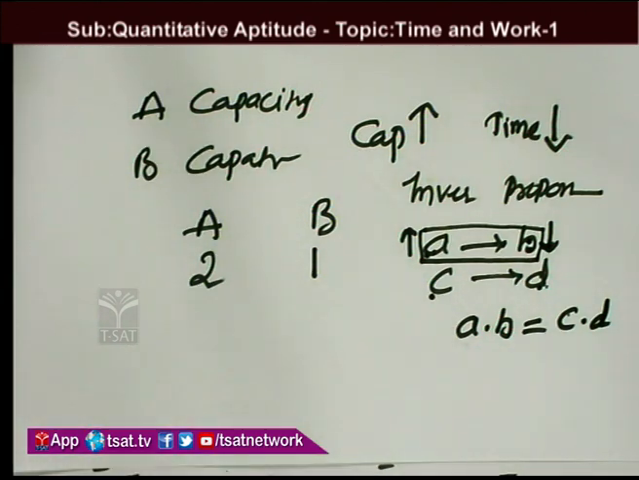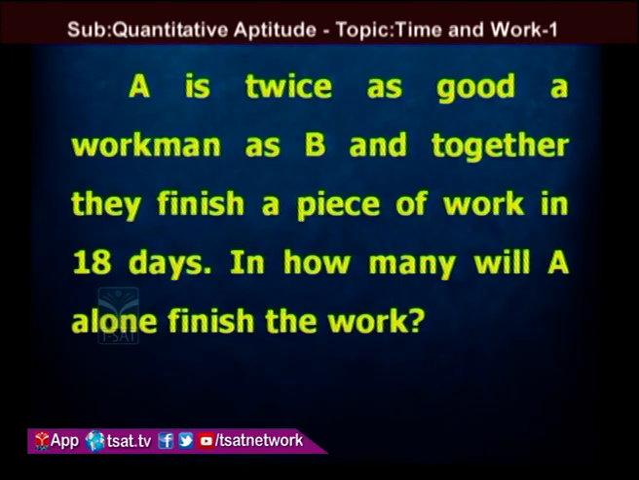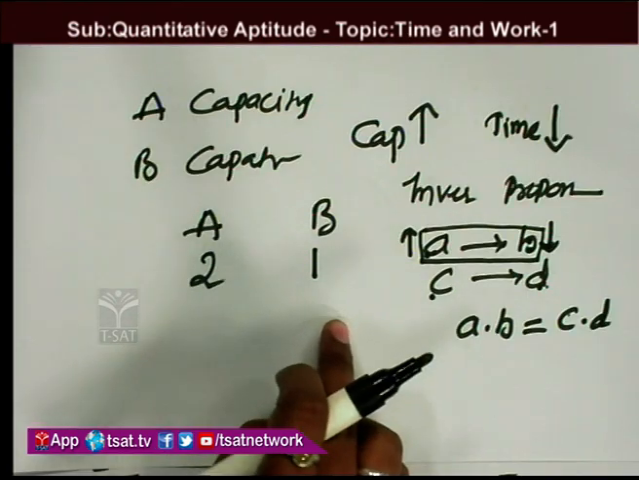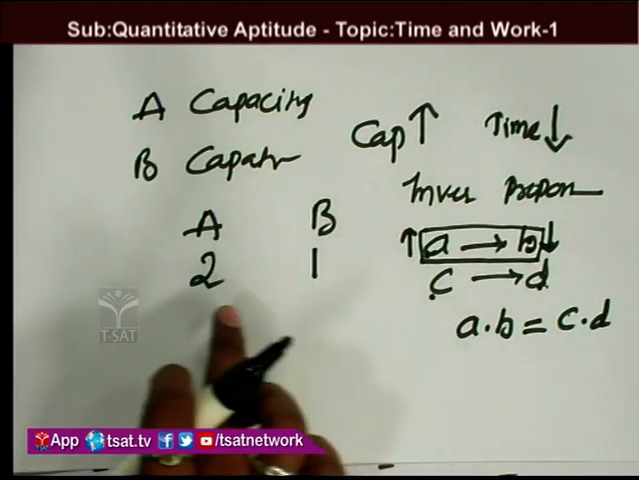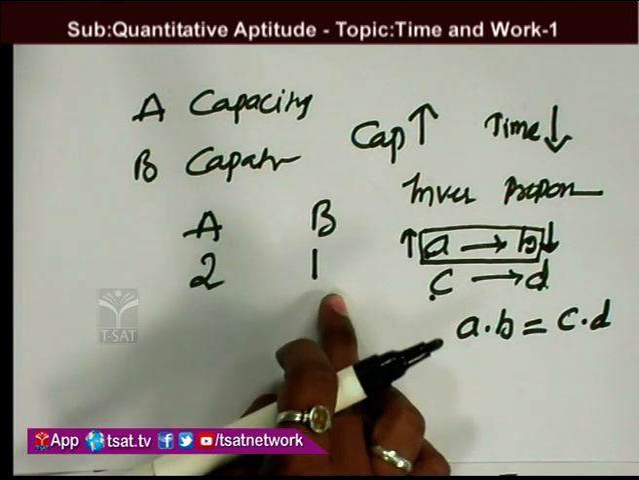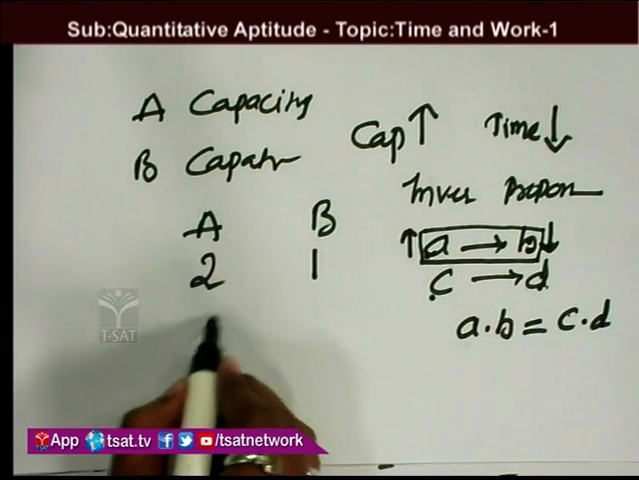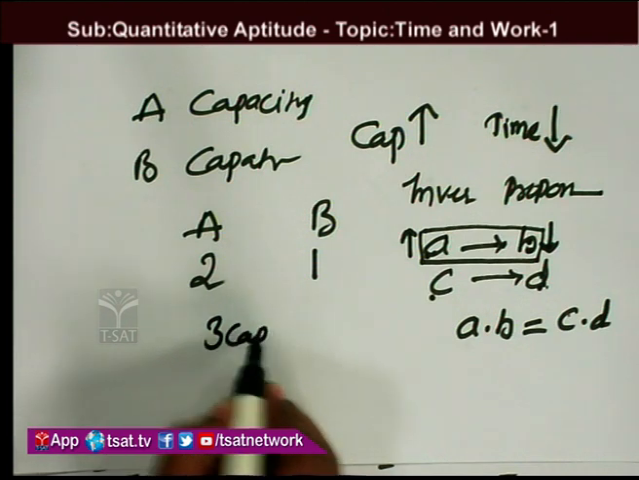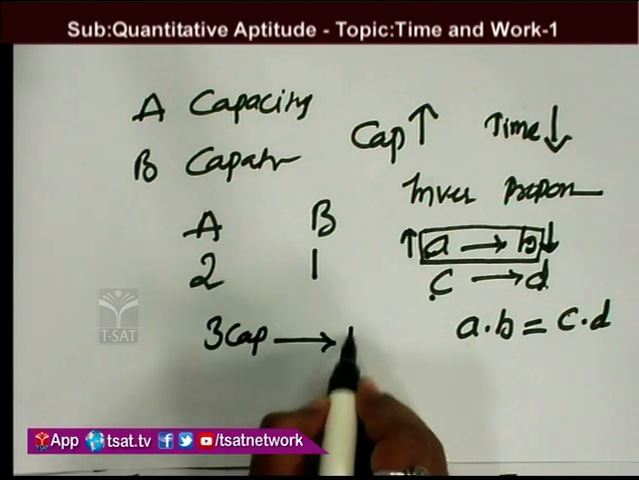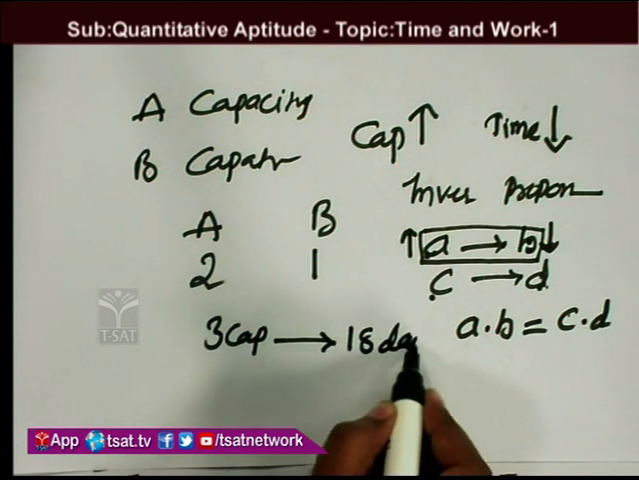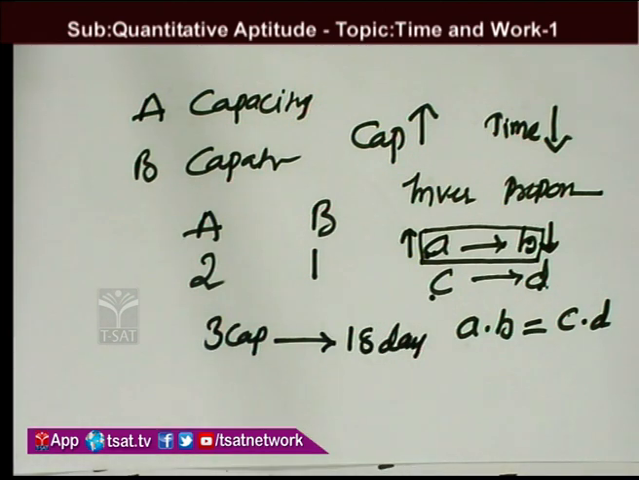The question is: A is twice as good a workman as B, and together they finish a piece of work in 18 days. Together means A is working and B is working. A's capacity is 2, B's capacity is 1. Both complete the work, so 3 capacities are working in 18 days.